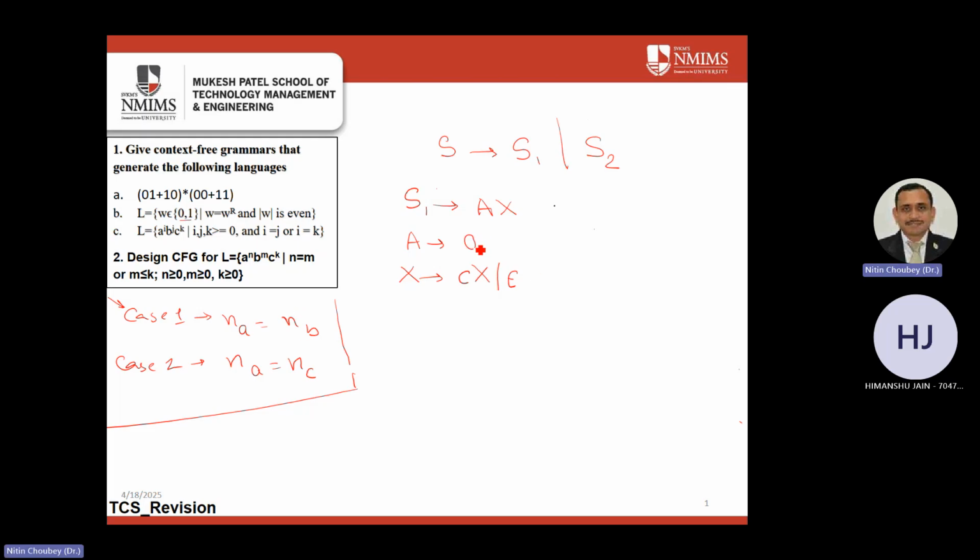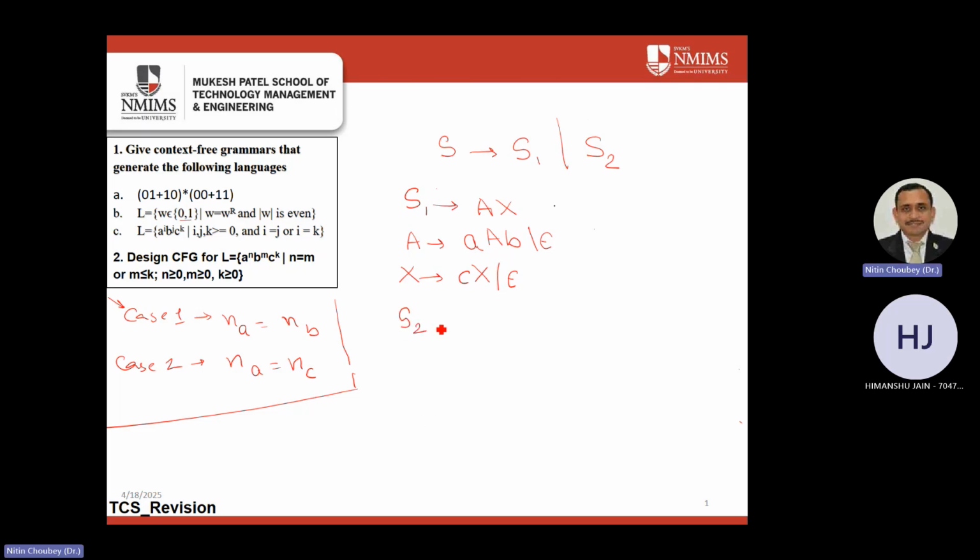With the help of A, we'll generate strings of a and b such that the number of a's is equal to the number of b's. That means a, a, b, b. As many times as a is generated, those many times b will get generated. Once a's are over, it will have the same number of b's. And this could be epsilon also, that is, the number of a's and b's is 0 or more than 0.